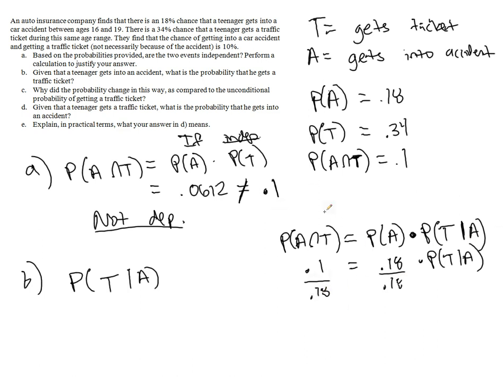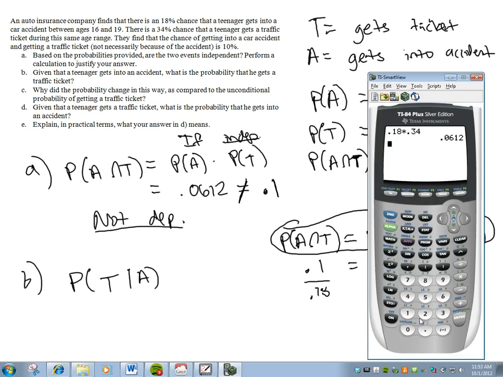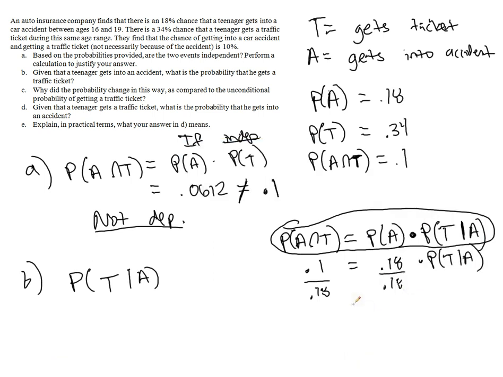This is a very, very common formula, so this is something that we want to really keep in the back of our minds as we use this. Remember, this is a derivation of an earlier formula. 0.1 divided by 0.18, so we get about 0.56. So there's about a 56% chance that you get a ticket given that you've been in an accident. So maybe the teenager is causing that accident. Who knows?